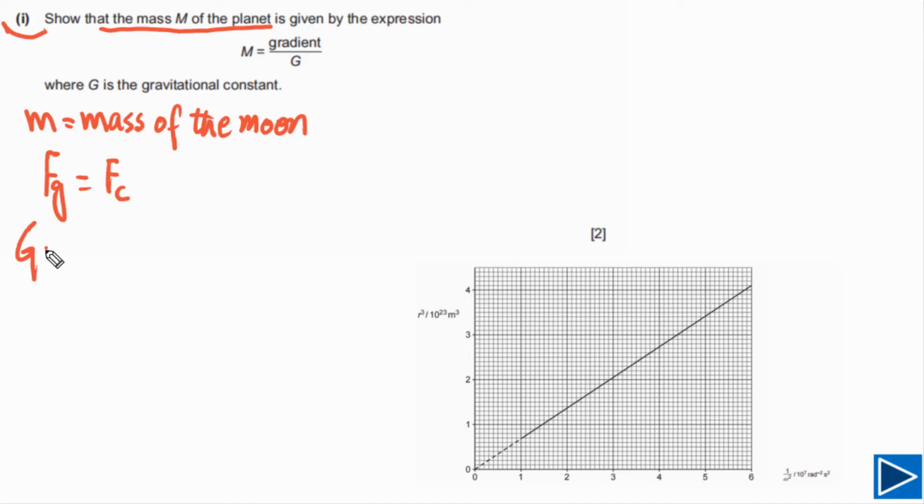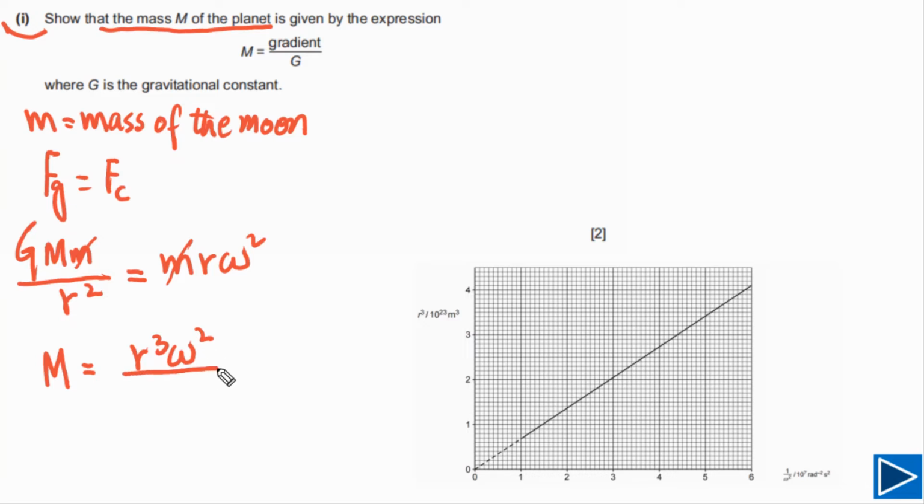Fg, gravitational force, is equal to capital G, capital M, small m, means mass of the planet times mass of the moon divided by the distance between the centers of moon and planet. And this is equal to centripetal force, m r omega square. Now in this case, you can see we have m on both sides, so we can cancel mass of the moon on both sides. We have to show that capital M is equal to gradient over G. Now we can rearrange this one, so we can write down mass of the planet is equal to r cube times omega square divided by G.